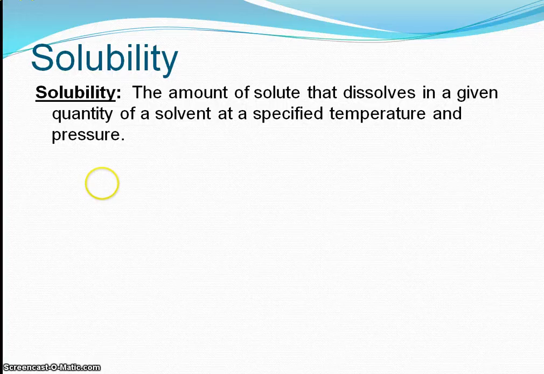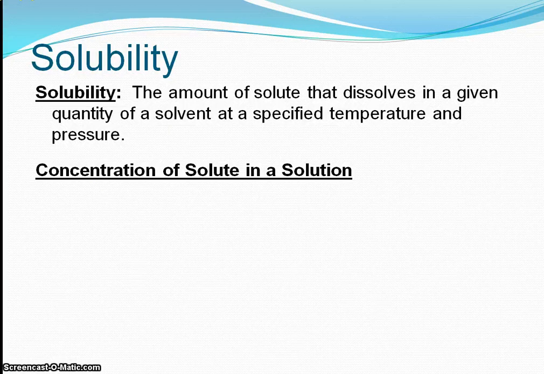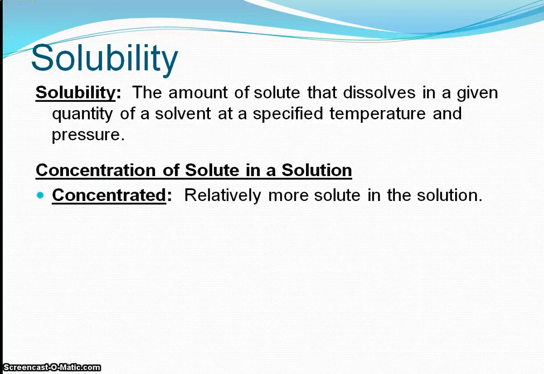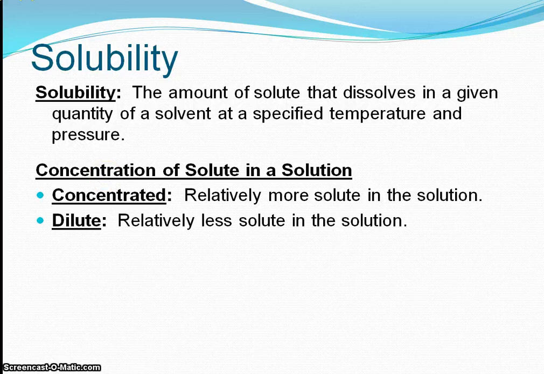So the first two words are relative to each other, and when I say relative, I just mean compared. So concentrated means that it has relatively more solute. There's not really a cutoff where it's like, okay, this is concentrated, this is dilute. But if you compare two things, you can say this is more dilute than this, or this is more concentrated than this. So you have to have two things that you're comparing for these two words. Relative has to do with the comparison.